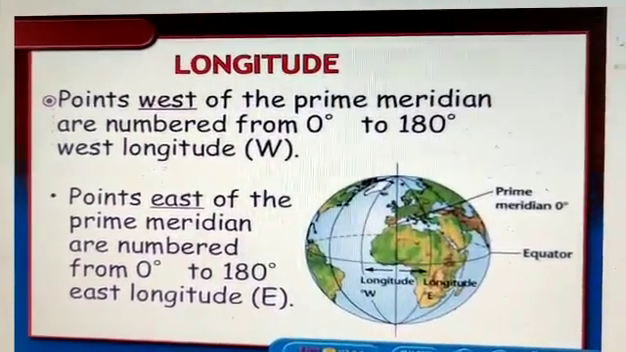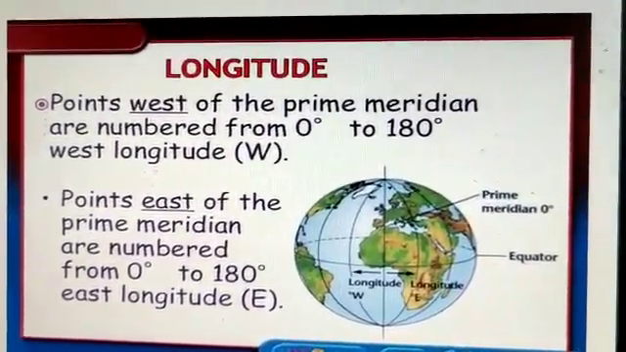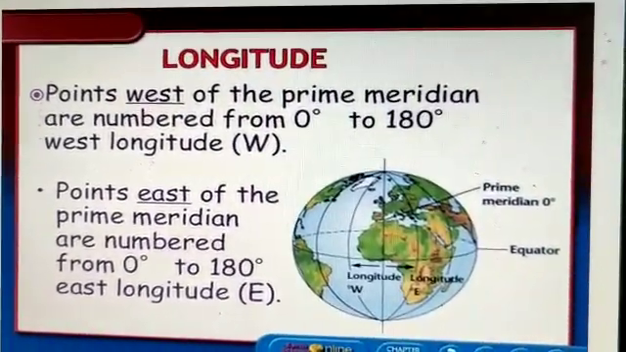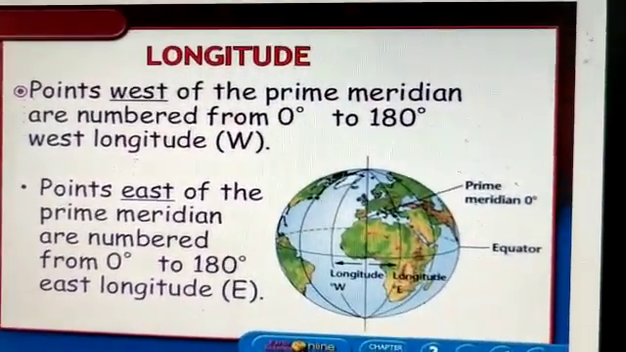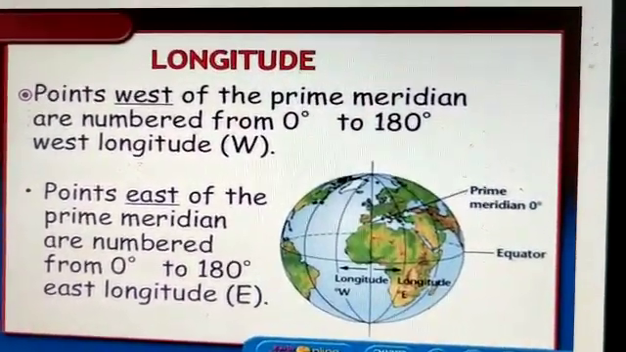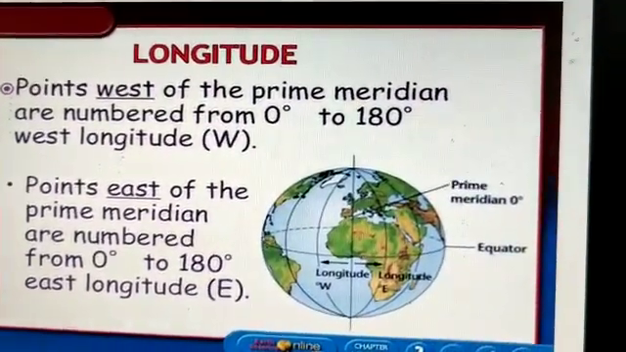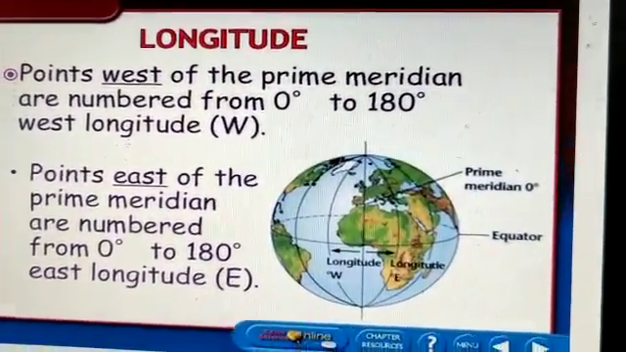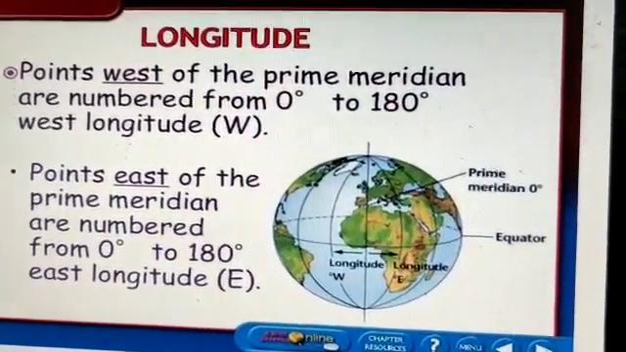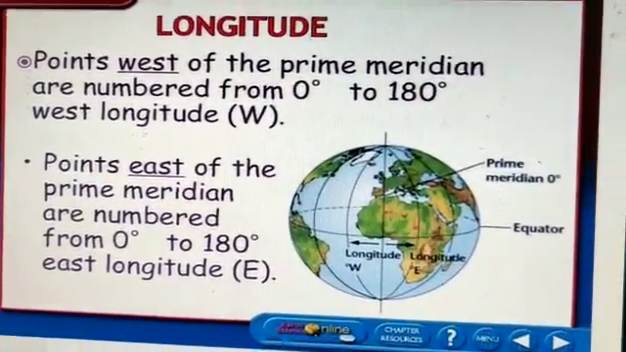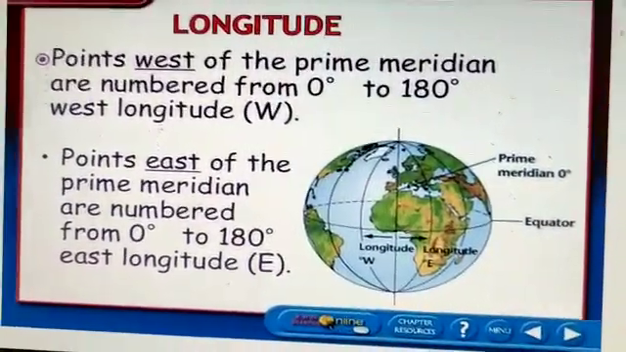Longitude points west of the prime meridian are numbered from 0 degree to 180 degree west longitude. It also points east of the prime meridian are numbered from 0 degree to 180 degree east longitude.